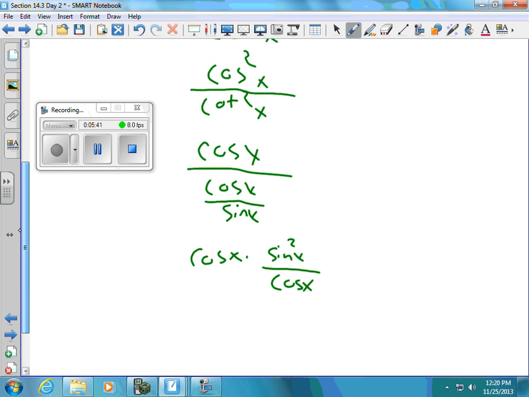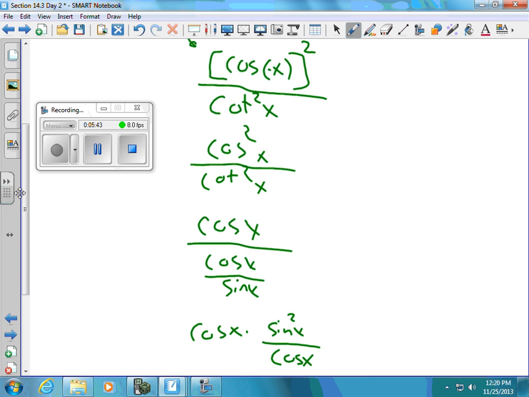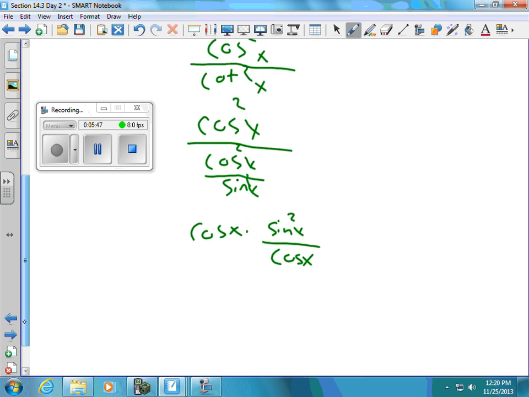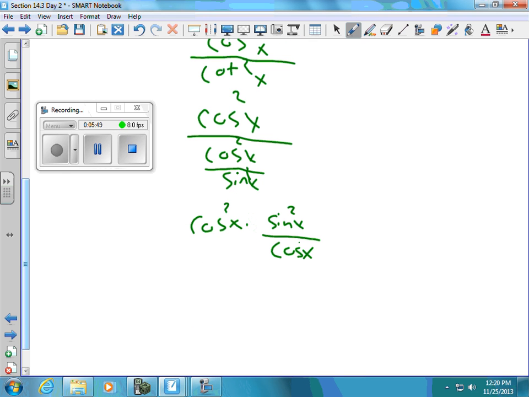Oops, I should write the squares all the way through there. Let's write the squares in. So then cosine over sine, still cosine squared over cosine squared, they cancel out. Then we get sine squared of x, which is what we wanted to prove. We work one side, finish up the other side, and we're done.